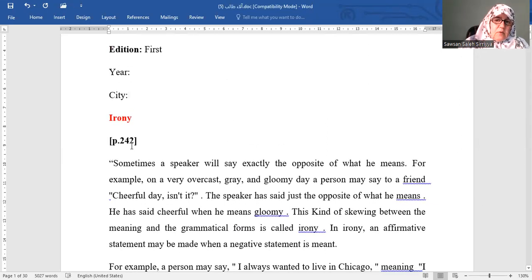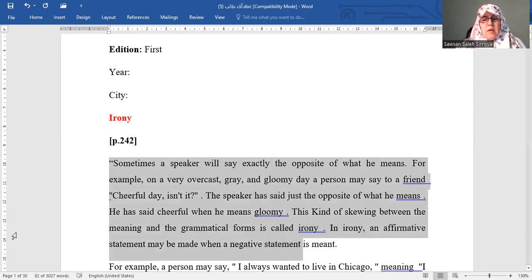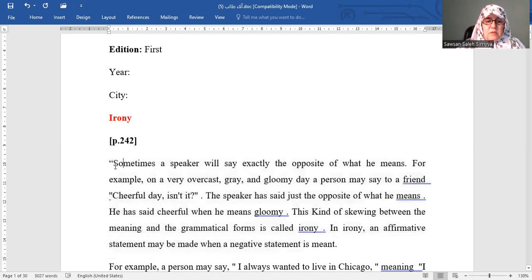The page number is not the only thing that is important. It is very important to identify what is the topic of this quotation. Now, where do you get the topic? You can get it from the first sentence because it includes the topic. Sometimes a speaker would say exactly the opposite of what he means. What is this?